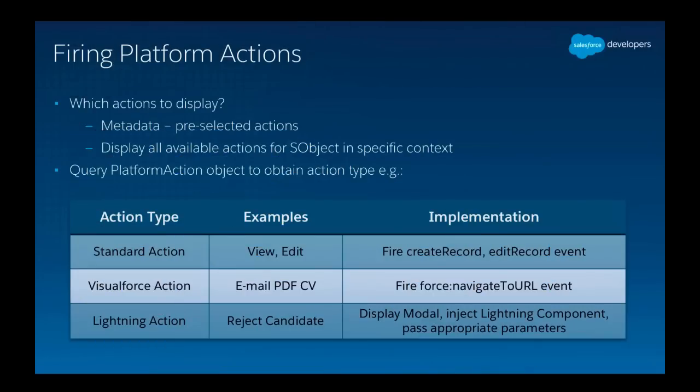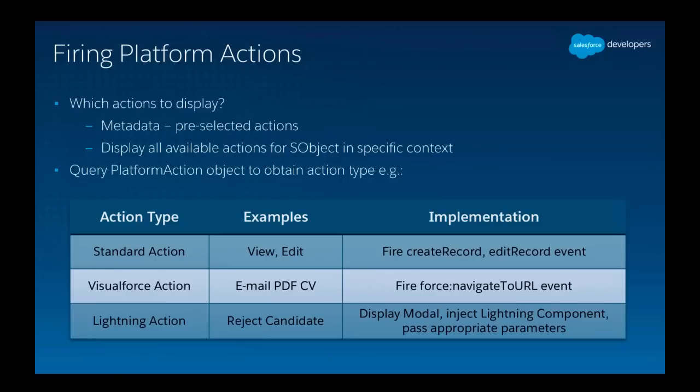First, we have two options. We either pre-select which actions to display for a certain record using metadata, or we simply display all available actions for that particular context. We can query them using the platform action object in Apex, which will also allow us to get information on which type of action it actually is.